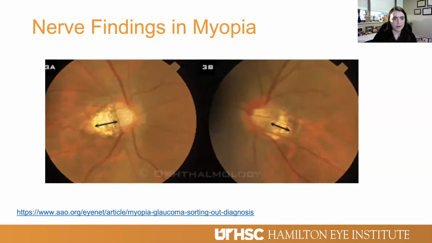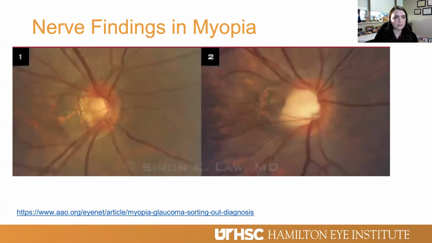So I do my best to describe, but of course I take disc photos in all of my glaucoma patients, not just the ones with funny looking myopic nerves. So let's talk about these photos. Again, how I describe, and this is from a wonderful American Academy of Ophthalmology iNet article. These two photos demonstrate myopic nerves.